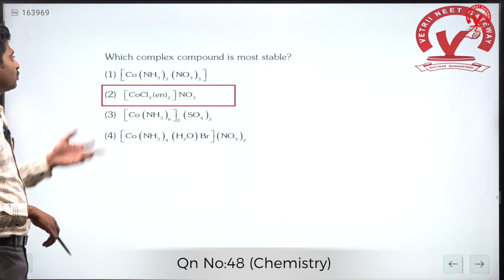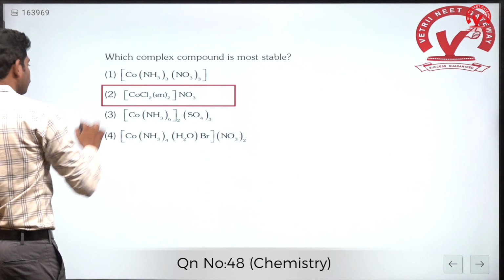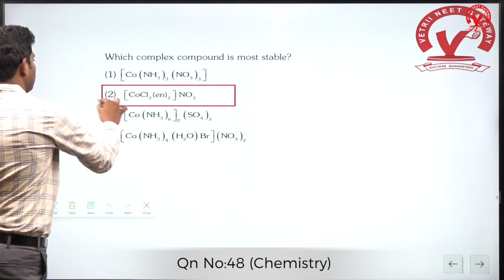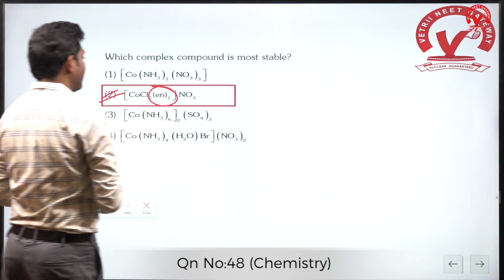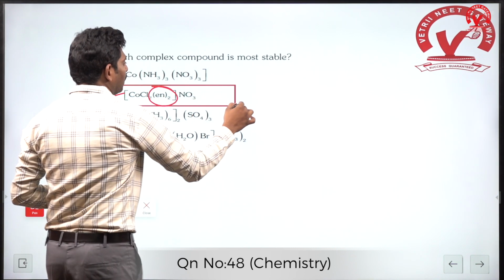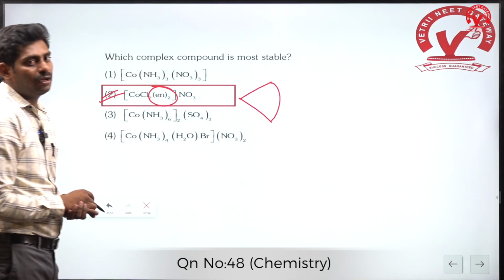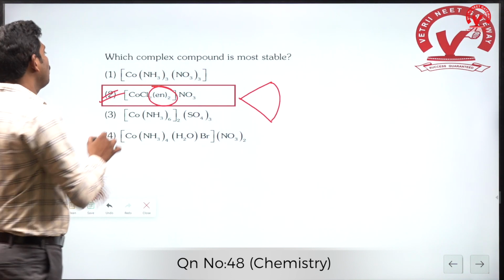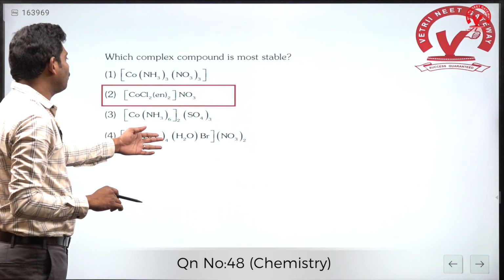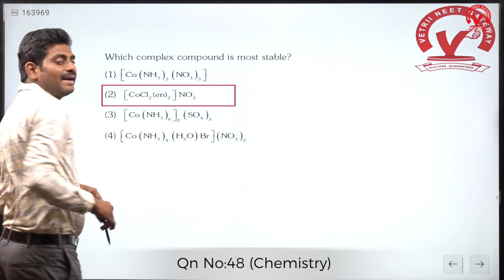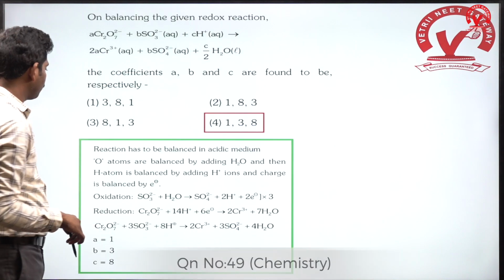Next one: which complex is most stable? This is the most stable compound. Why? Because it will form a chelating ion, meaning it is a bidentate ligand, so it will form a ring-like structure. The chelating complex is the more stable compound. The remaining are all monodentate ligands. This is the only bidentate ligand, so it will form the chelating complex. This question you can see.